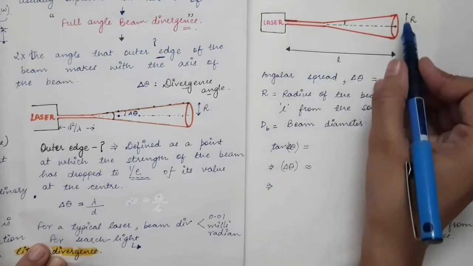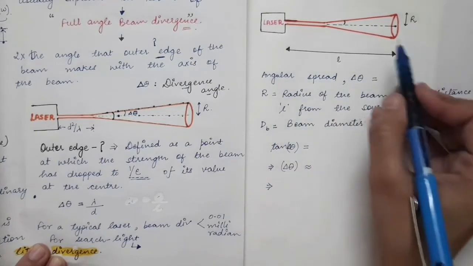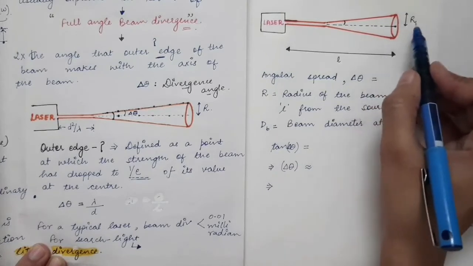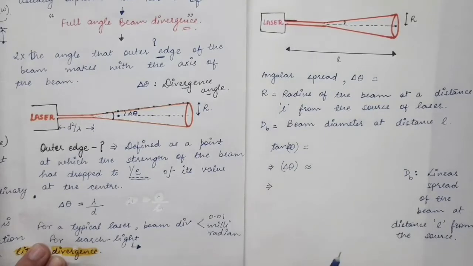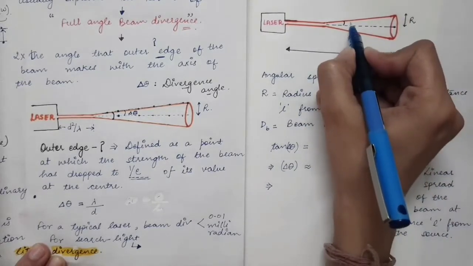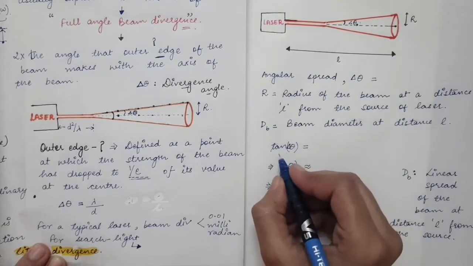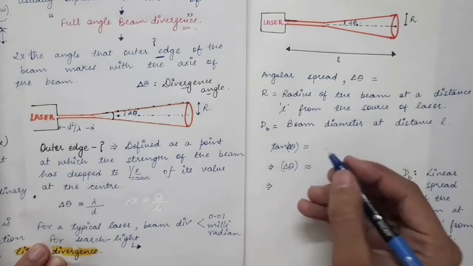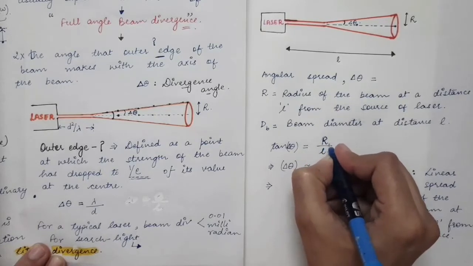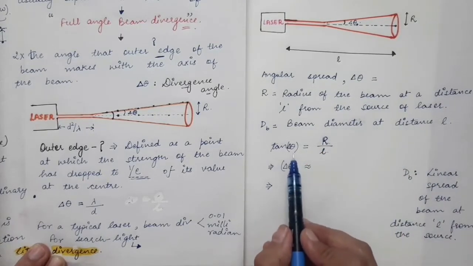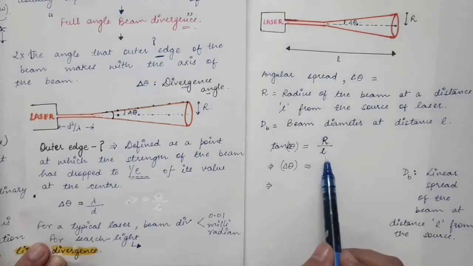So at distance L, the beam diameter will be given by dB. As this length increases, that is, as the laser light propagates, the beam diameter will increase, or you can say the radius of the beam will increase. From here, this is the delta theta angle. So from here you can find that tan of delta theta will be approximately equal to capital R divided by L. So this tangent of delta theta will be approximately capital R divided by the length.